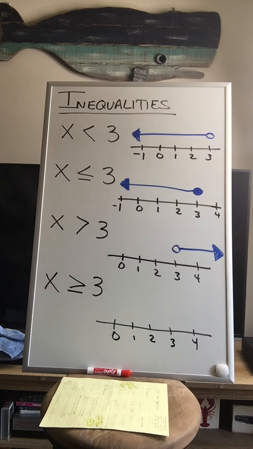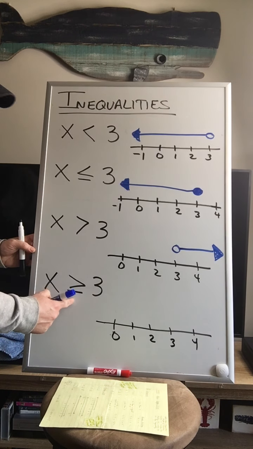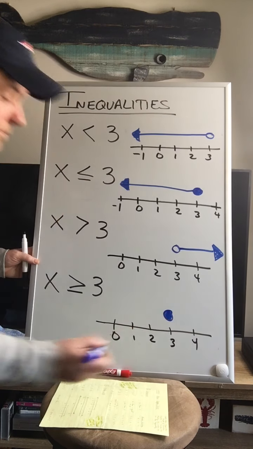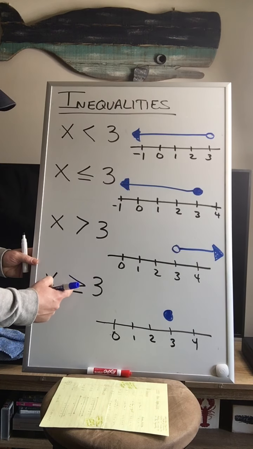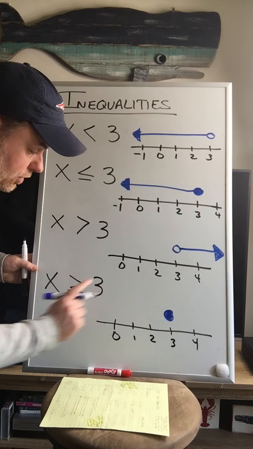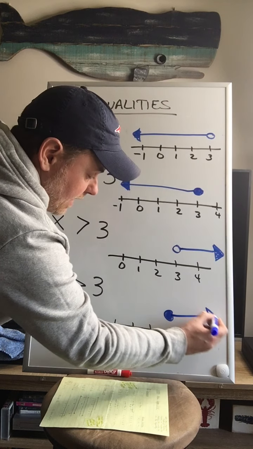The only difference is that now 3 is included in the solutions. So when I put my dot on the 3, it's colored in, right? But it's still greater than or equal to 3. So it's a colored in dot because it's equal to 3, and then greater than, the numbers get bigger going that way.